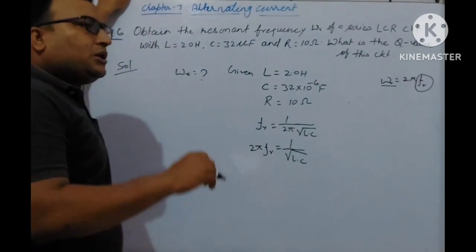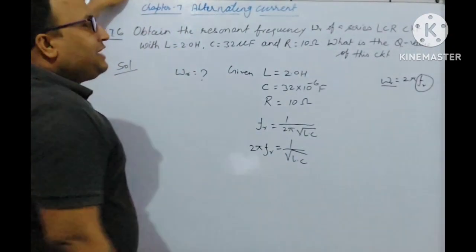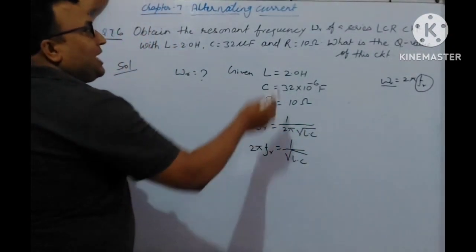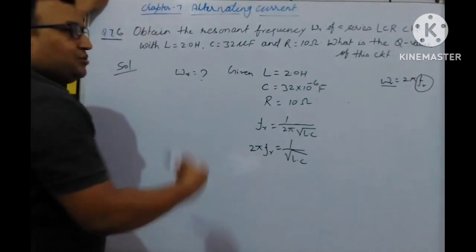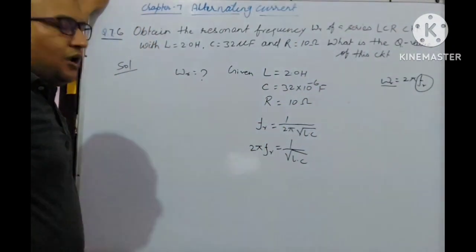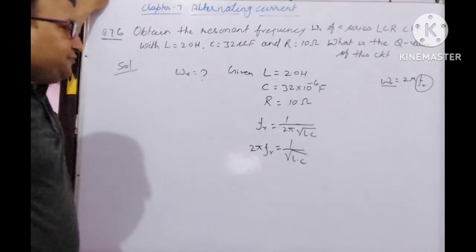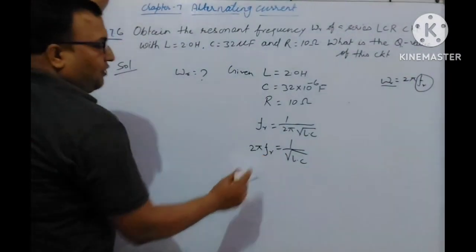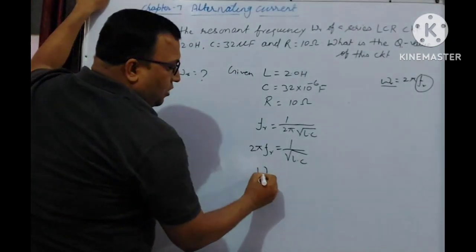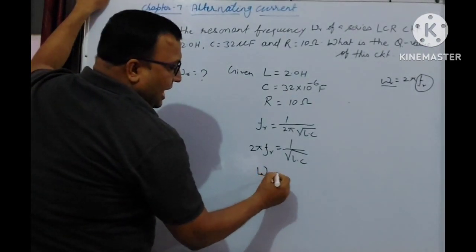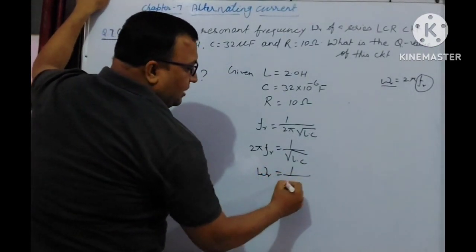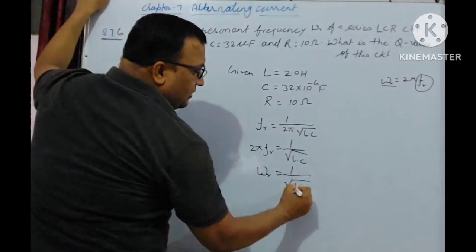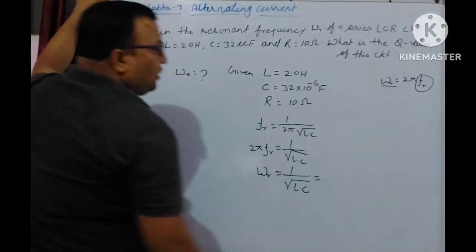I am talking about the complete cycle, so we have to use this one. The question is asking for omega R. We are going to resolve this because omega is the angular frequency. This is the formula, one step more: omega R equals 1 by root under L into C. Now put down the values.